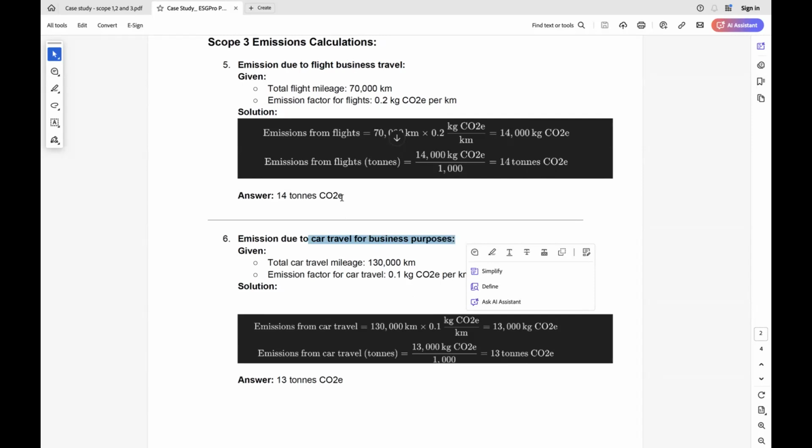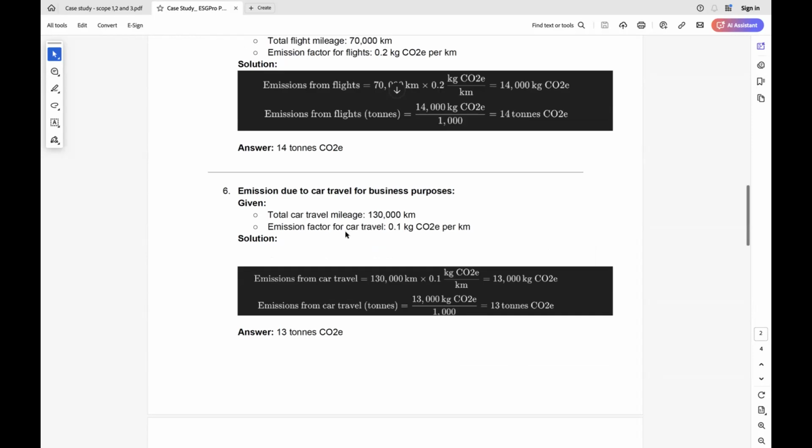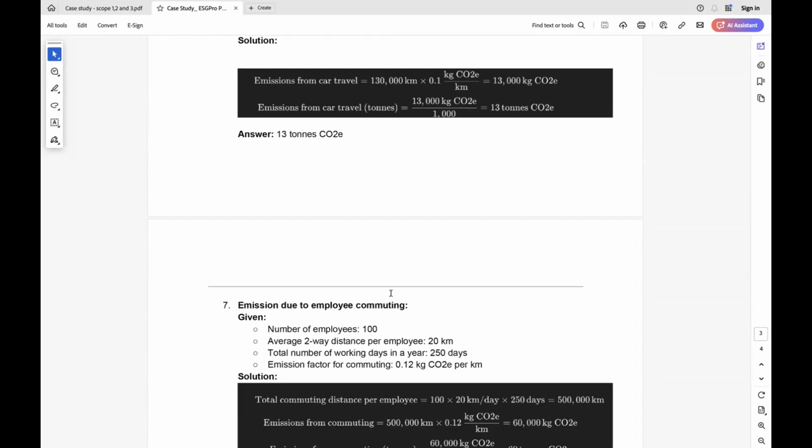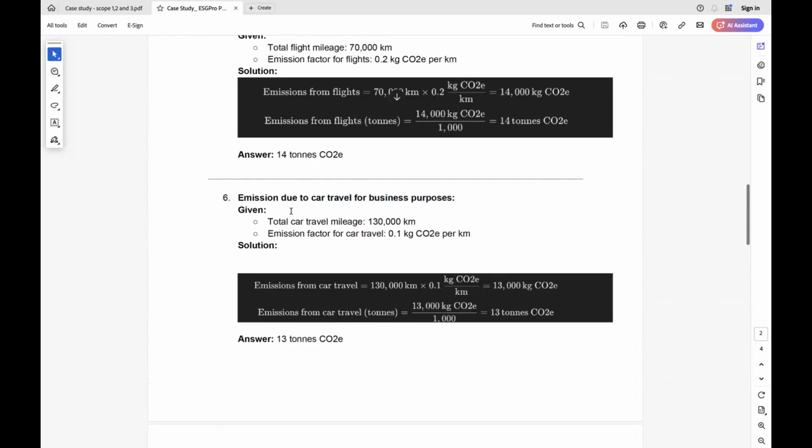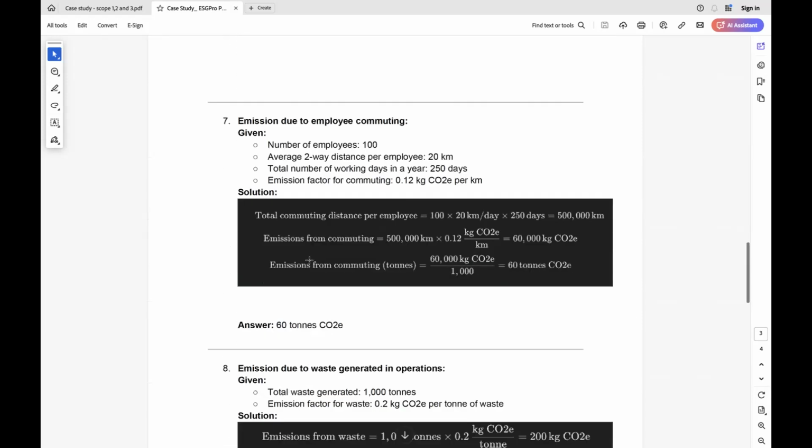Or do you have in mind you can report it in a different category here? It's the same category, right? Business travel is a category and employee commute is a category. You can keep it as two categories here out of 3. So 13 plus 14 you have to add. That becomes 27 tons of carbon dioxide equivalent.